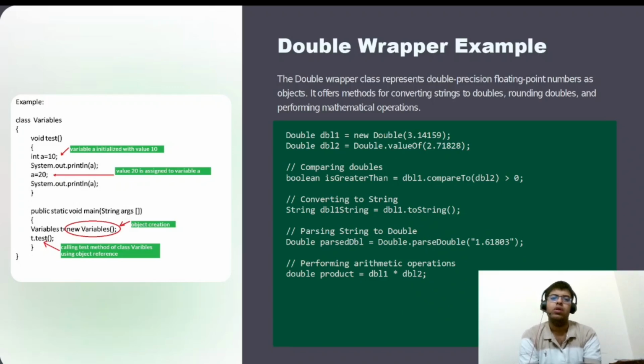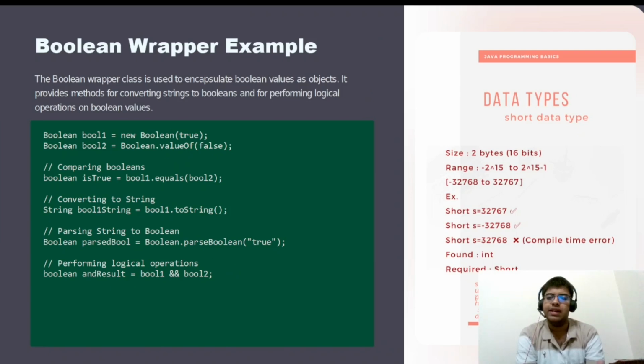Next one is our Double wrapper example. Here also it is very similar to the Integer wrapper example. Now the only difference here is that it contains an uppercase D instead of the normal lowercase d. Now here is an example for the Boolean wrapper, where normally we give it as boolean, but here we give it as Boolean since it is an object.